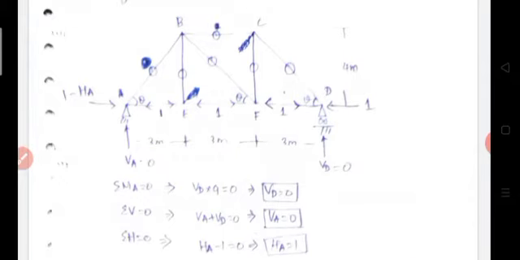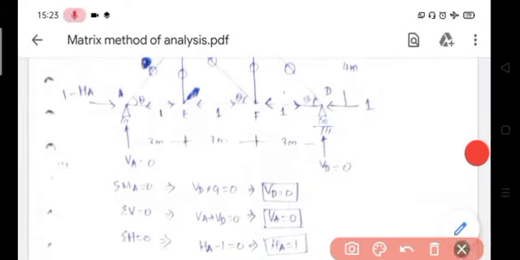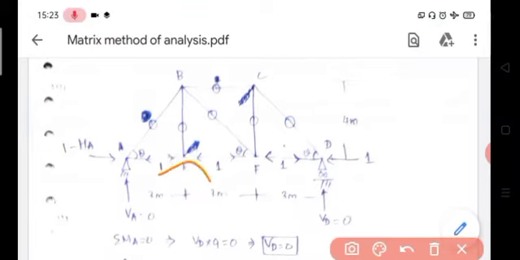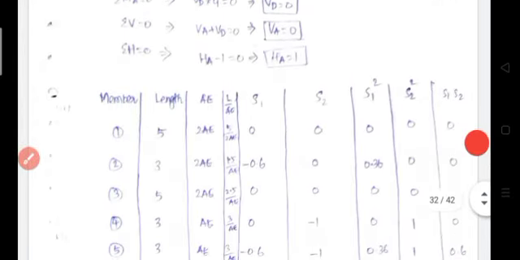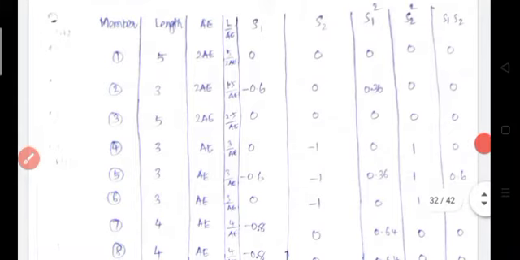Now take each and every joint, then apply equilibrium equation. Draw the free body diagram for each and every joint, then apply equilibrium equation. After that you should determine the member force of each member. Okay. So finally we determine the member force for the bottom chord as 1 kilonewton compression, all other members have 0 force. That is also written in this table.